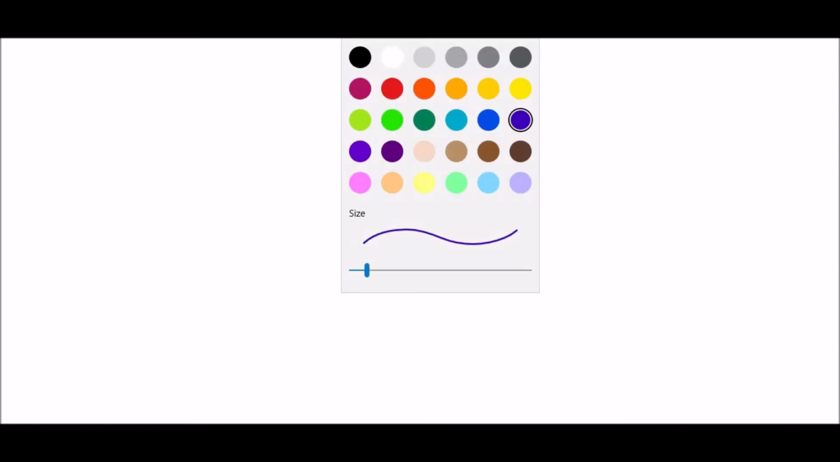Let's see. Yeah, blue's fine. So I wrote it down just to be sure I didn't forget it. I need a little bit more space than that. 1, 1, 1, 0, 9, 3.